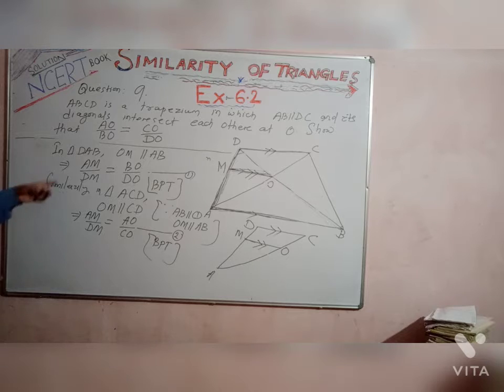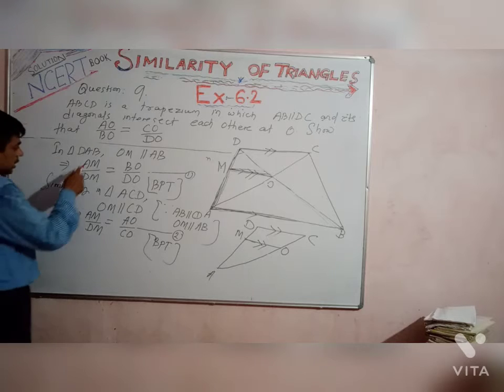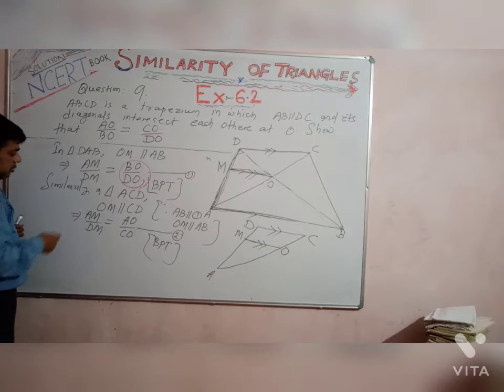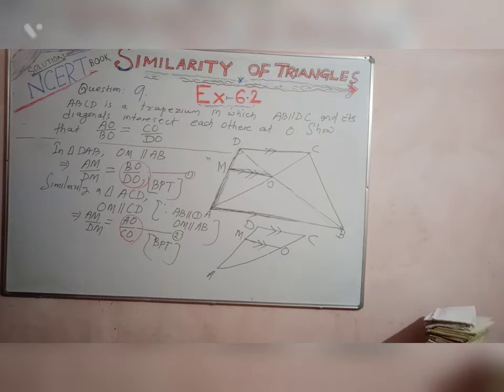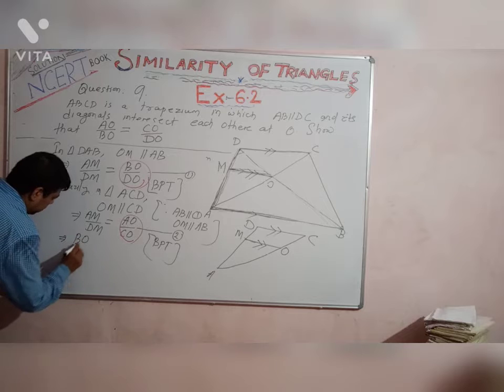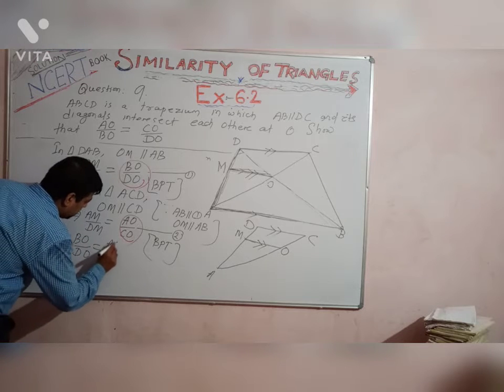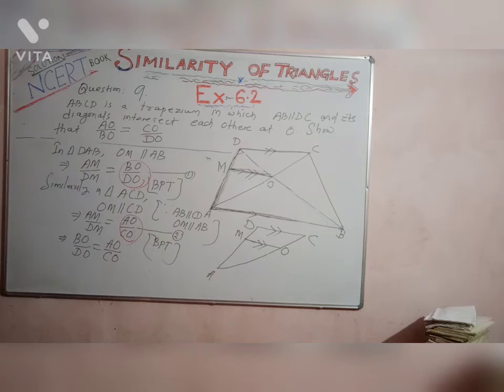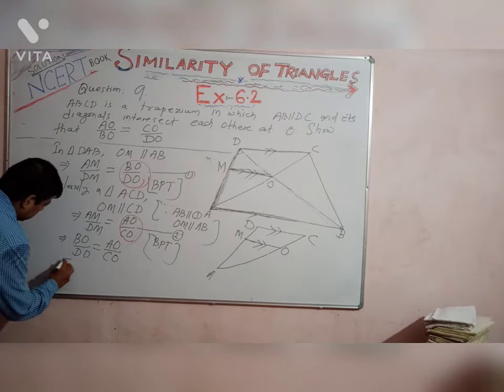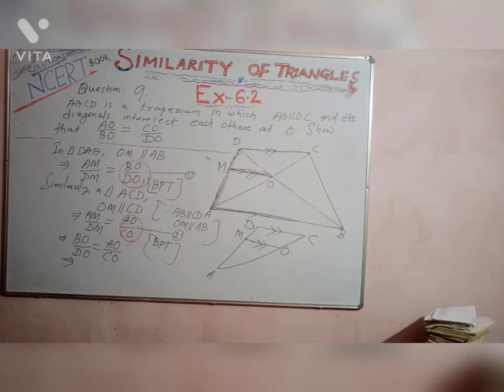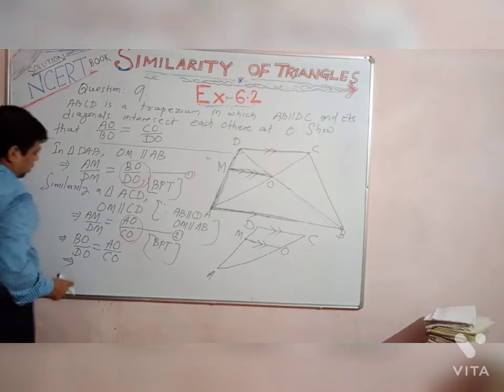Now equation 1 and equation 2. In equation 1, AM by DM is equal to BO by DO, and in equation 2, AM by DM is equal to AO by CO. Now you can compare equations 1 and 2, and after comparing you can write that BO upon DO is equal to AO upon CO. Understand? Now you can just transpose.